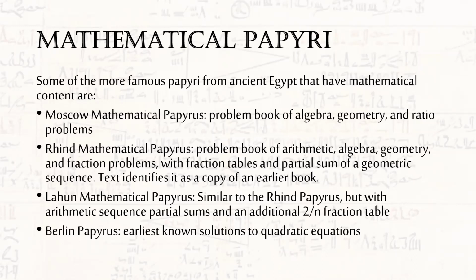But the Moscow Mathematical Papyrus is one of these. The Rhind Mathematical Papyrus is also one of these, and so is the Lahun Mathematical Papyrus. The Berlin Papyrus contains the earliest known solutions to quadratic equations, even before the ones that developed in Babylon.